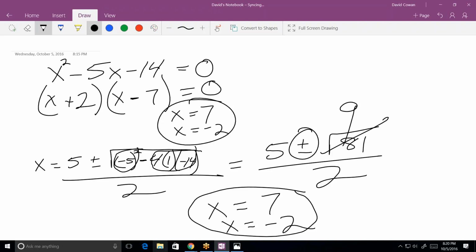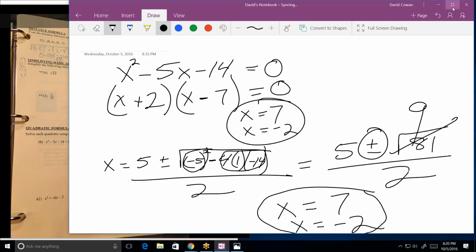So it's almost always easier to do it by factoring. But this specific problem said to do it using the quadratic formula, so that's why we did it using the quadratic.